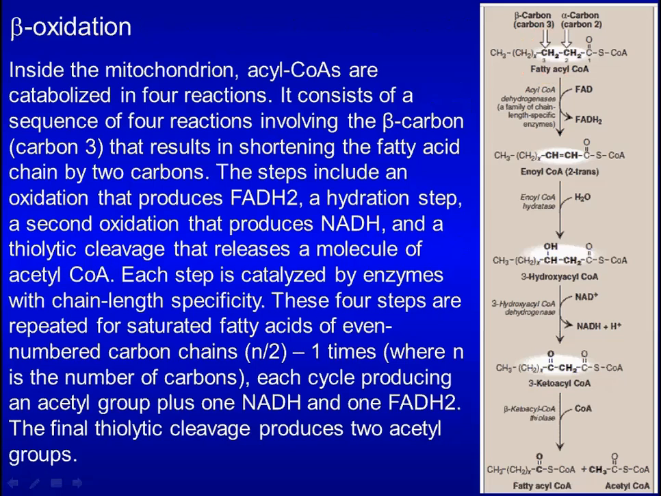Beta oxidation follows a classic mechanism in organic chemistry. First step is the oxidation step, in which the single bond between the beta and alpha carbon is converted to a double bond. Second step is the hydration step, giving rise to a hydroxyl group at the beta carbon.